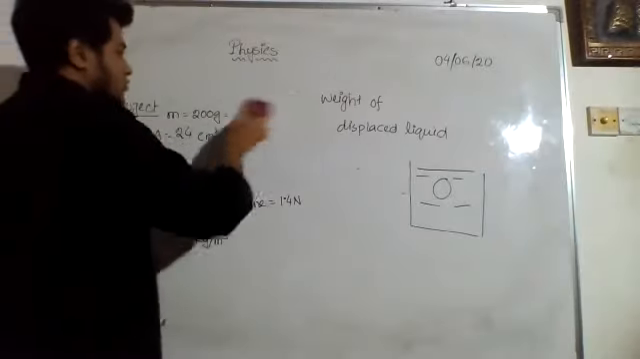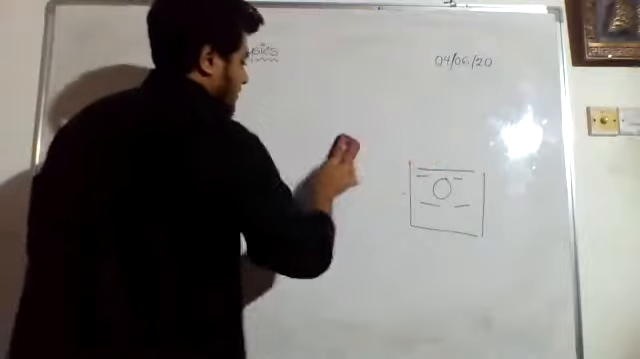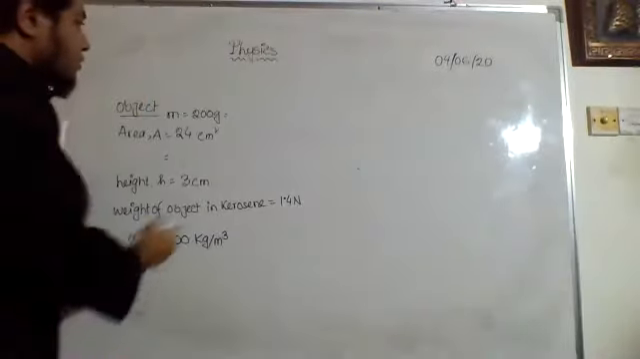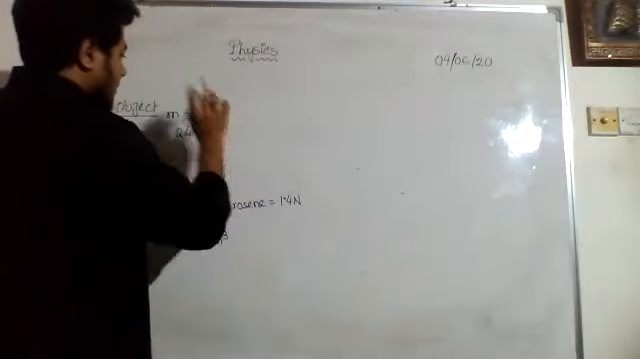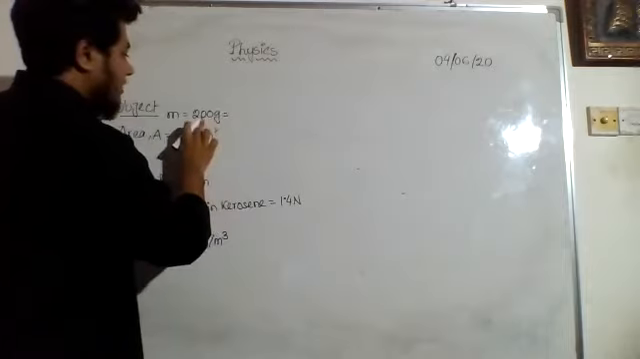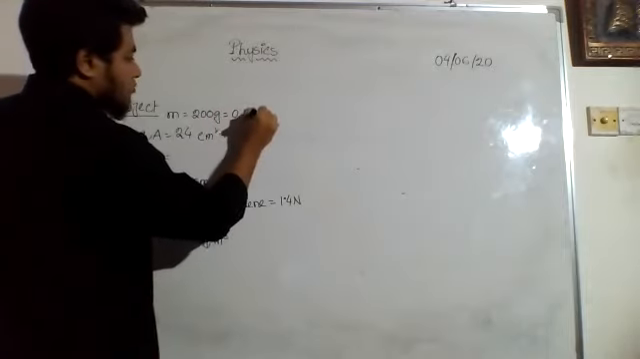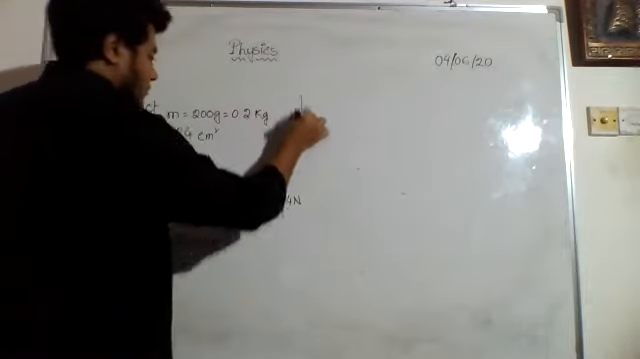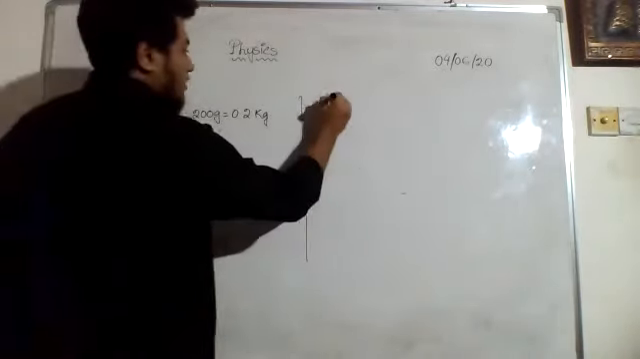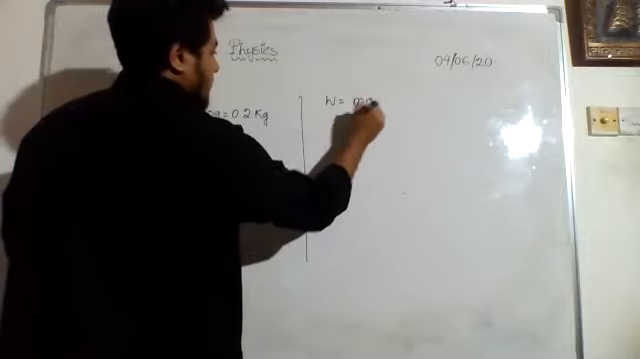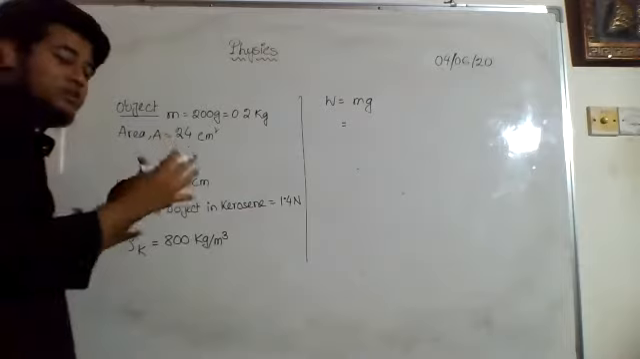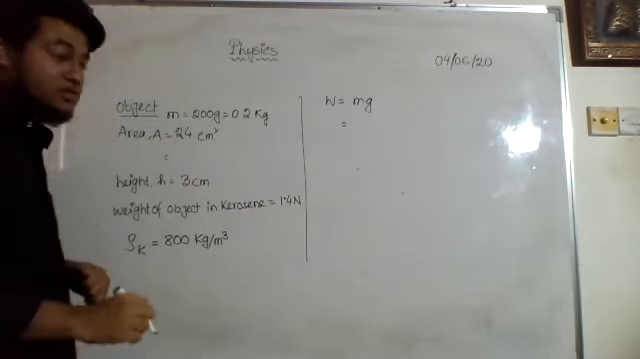Now how can we do that? At first let us calculate how much weight has been lost. So m is 200 gram. If I convert it to kg, I divide by 1000, so it becomes 0.2 kg. Now from this mass, can I calculate the weight? I can calculate the weight that is in the air, that means outside the kerosene. This is the missing information that I was talking about.